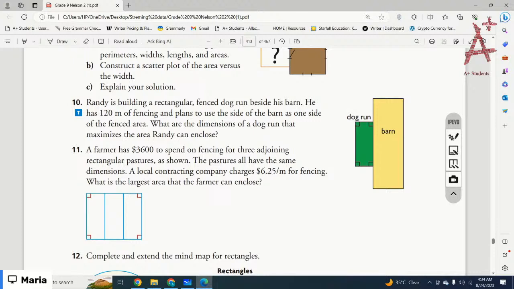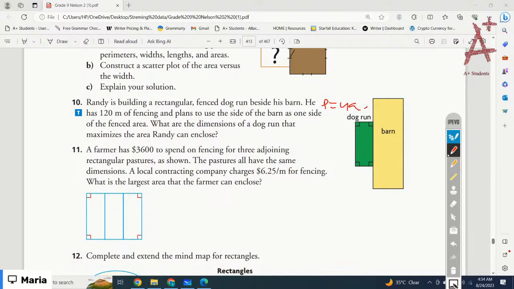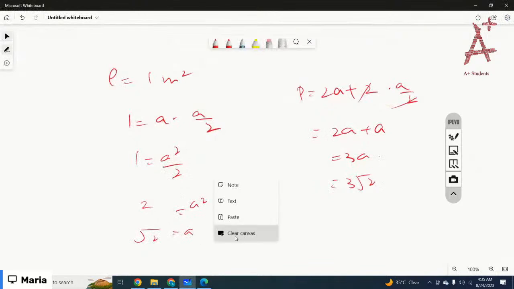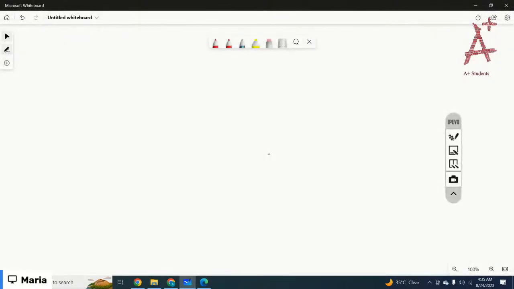That means the perimeter would be P equals 4a. So the perimeter given is 120 meters, right? The perimeter is given, that is 120, and we know that equals 4a. So it would be a equals 30, right? That means the fence is a square with a side length of 30 meters. And then the dimensions are 30 cross 30.